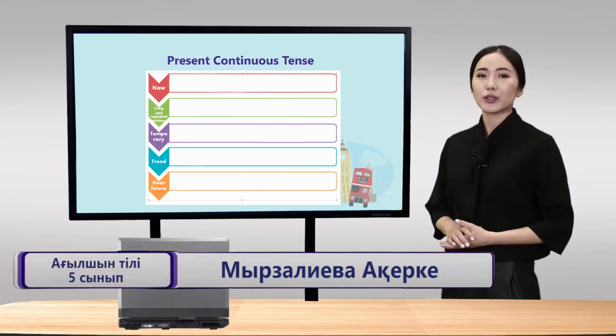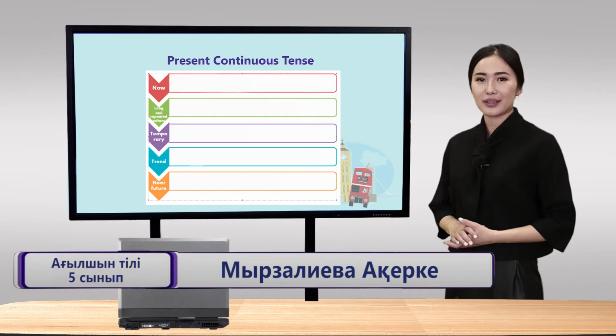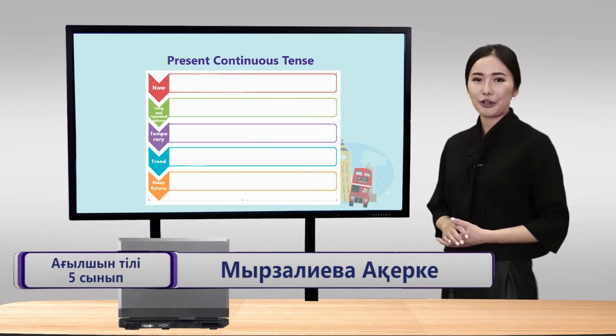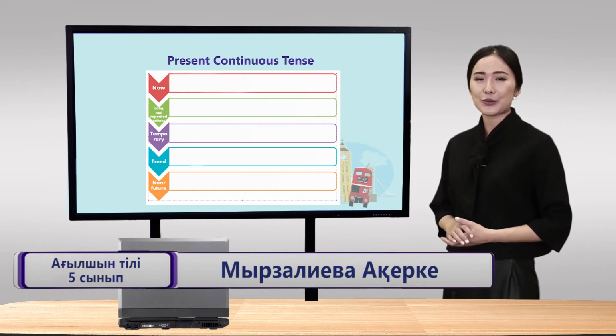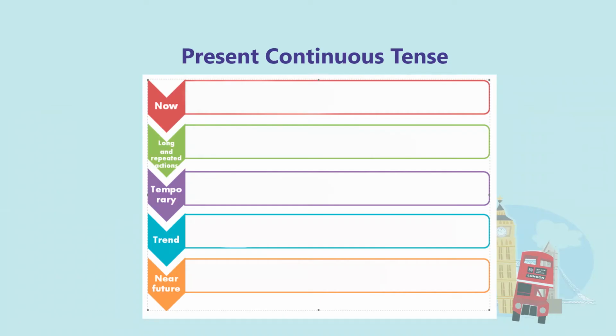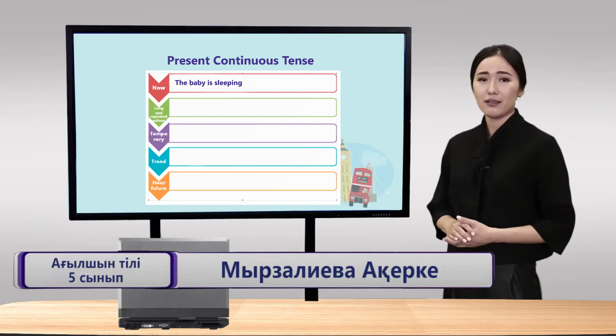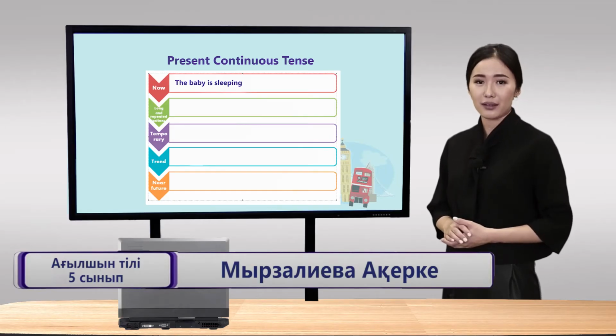Now, let's look at when we use the present continuous tense. As we saw earlier, we can definitely use it to talk about something that's happening right now. For example, the baby is sleeping. Don't make noise, okay? Also, it's raining outside. Then, they are playing in the yard.